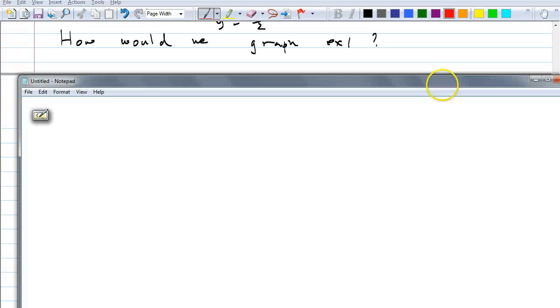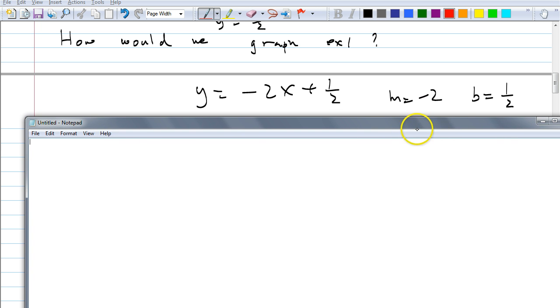Let's then move on to how you would graph example 1. If they ask you to graph example 1, which was y equals -2x plus 1 over 2, we found that the slope was -2 and the y-intercept was 1 over 2. Do you think we should make a table again? No, because we know two important pieces of information: the slope and the y-intercept. How do we graph this here? Go ahead, everybody try.